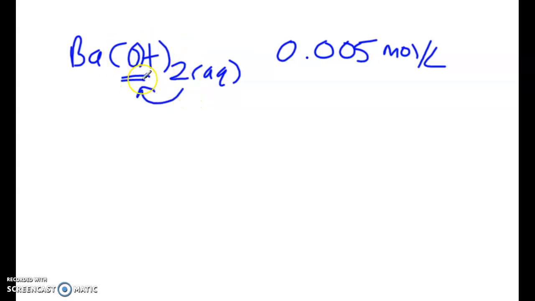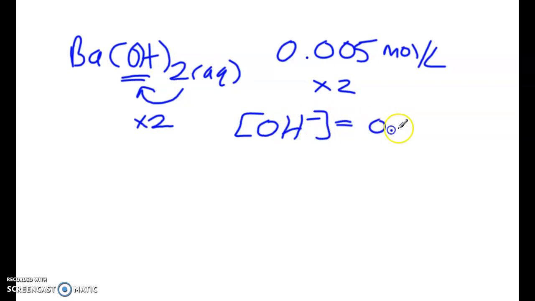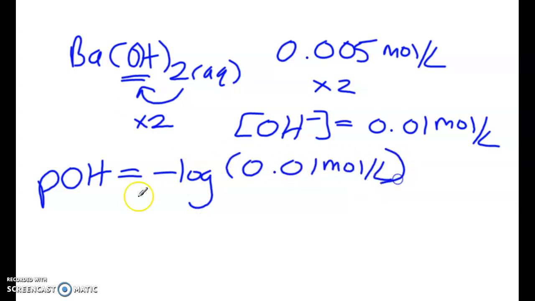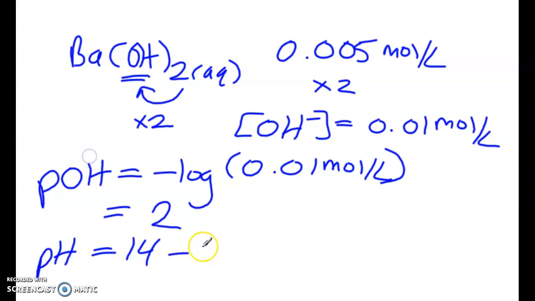Again, you have to consider how many hydroxides for every molecule or compound in this case. Because there's 2 hydroxides for every 1 barium hydroxide, this concentration, to get the hydroxide concentration, would need to be multiplied by 2. Once you have that, you can then do your pOH by doing the negative log of hydroxide. Then once we have that, we can determine the pH. Negative log 0.01, so we get a pOH of 2. And then to get the pH, you would do 14 minus 2, which would be 12 in this case.